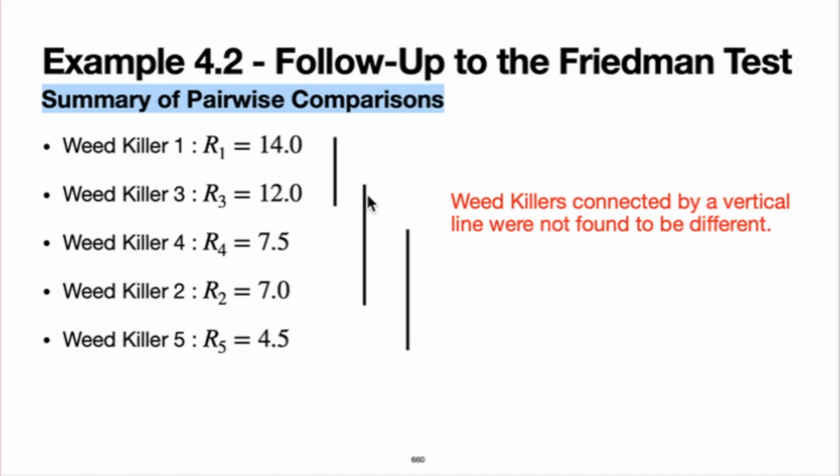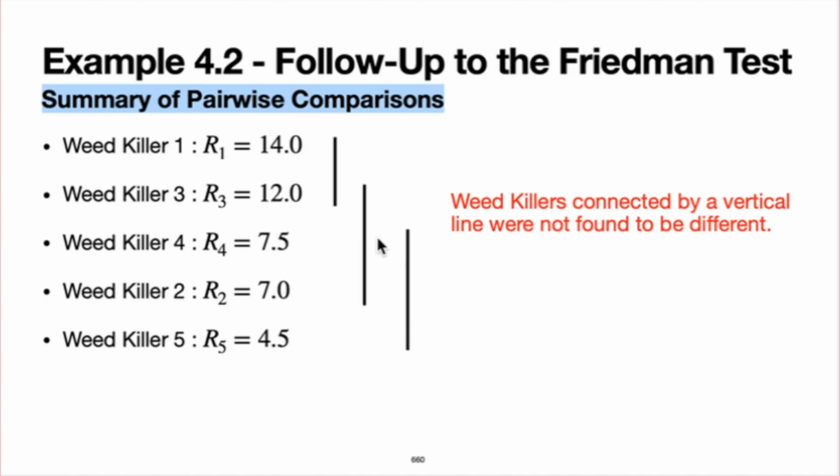Now I'm going to move over to the right just a little bit. I'm going to compare things with weed killer 3. So which of the weed killers were not significantly different from weed killer 3? Well, it was 4 and 2. And so those get connected with a line. However, weed killer 5 was significantly different from weed killer 3. So I don't extend that line down here.